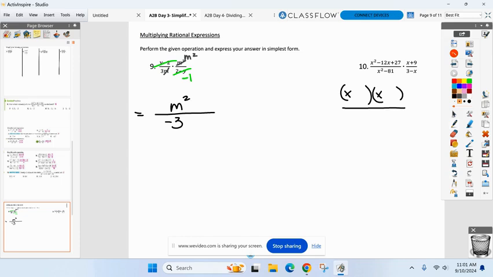This is what I was talking about. You got to be able to factor at this point right now. I don't have time to review.